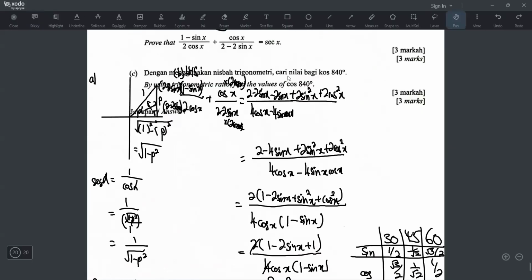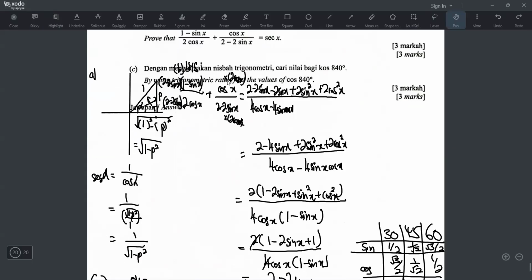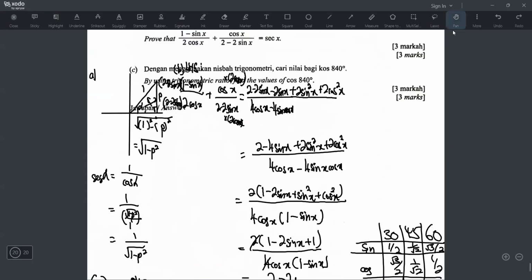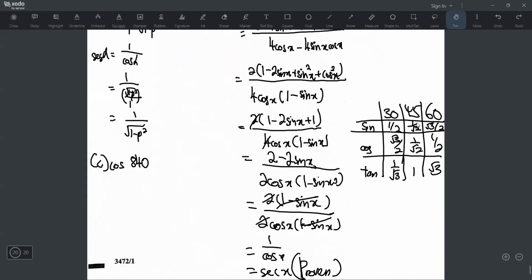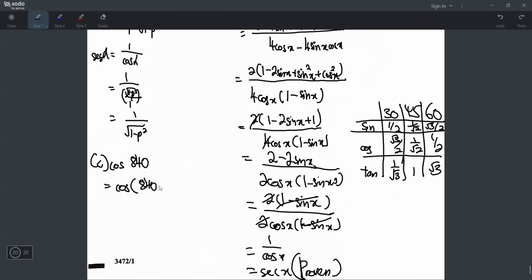So I think this question, cos 840, they mentioned by using trigonometric ratio. That means they will be using this table. That's what it means. Okay, but this one is 840. So why not we take 840 minus 360, and I think I can minus 2 times, right? So let's try to get it in first quadrant first, right? So 840 minus 720. So your answer is 120.